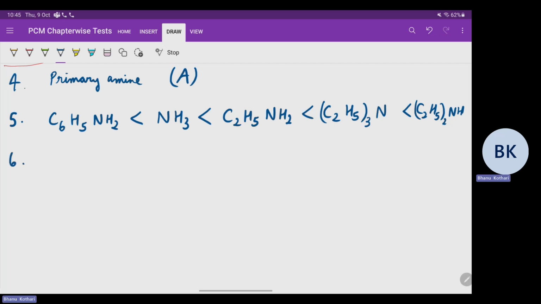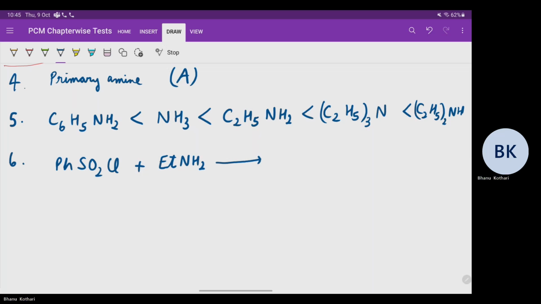The next question, we have a reaction: benzene sulfonyl chloride, PhSO2Cl. It is reacting with ethylamine, and this reaction product A is formed. What will be that product?